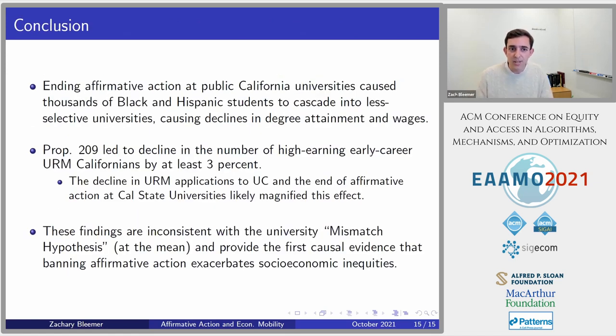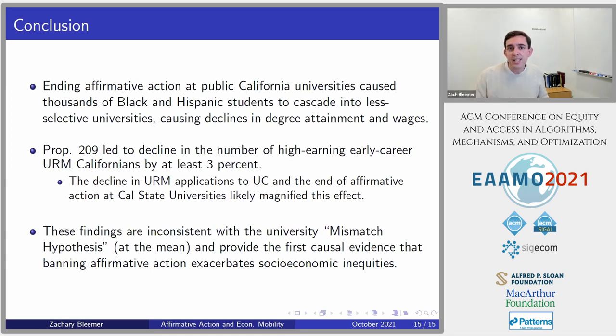What I want you to take away from this talk is that ending a race-based affirmative action policy in California seems to have caused thousands of Black and Hispanic students to cascade into less selective universities. Though you might have thought that that would have been easier for them, and so this might have led to benefits for those students, in fact, Prop 209 led to pretty substantial declines in both degree attainment and early career earnings that appear in the aggregate level when you look at the California labor market 15 years later.